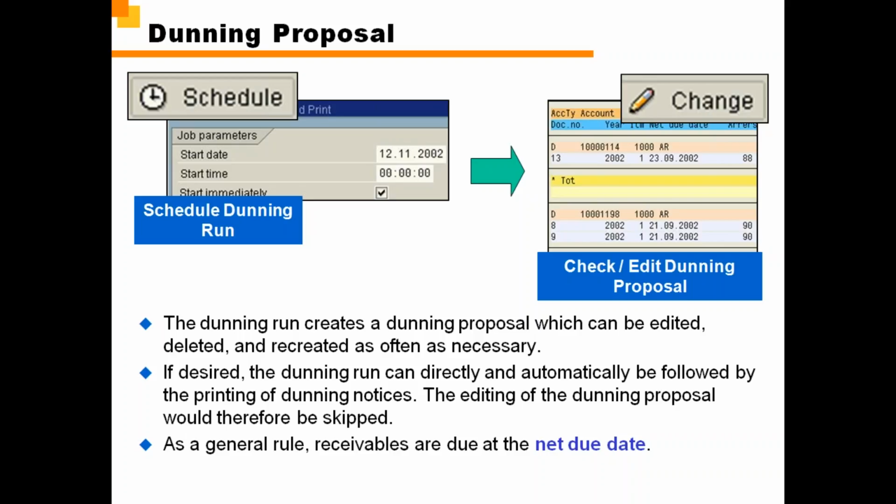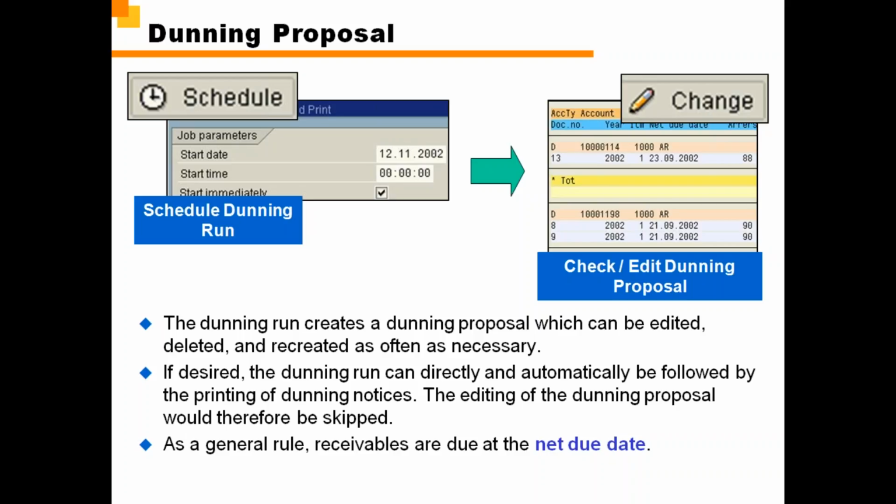Now here, under the bullet points, it is saying that the dunning run creates a dunning proposal which can be edited, deleted, and recreated as often as necessary. If you remember the payment program, we can display it, we can make changes in the payment program, and we can also delete it. Similarly, if you have created a dunning program, that can also be deleted, recreated as often as necessary, and changes can also be done.